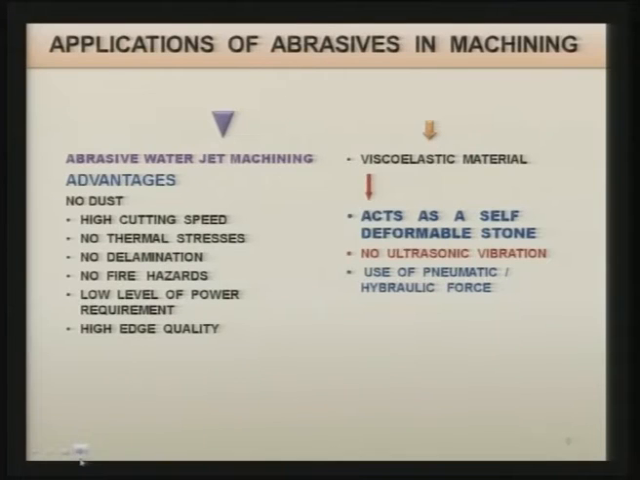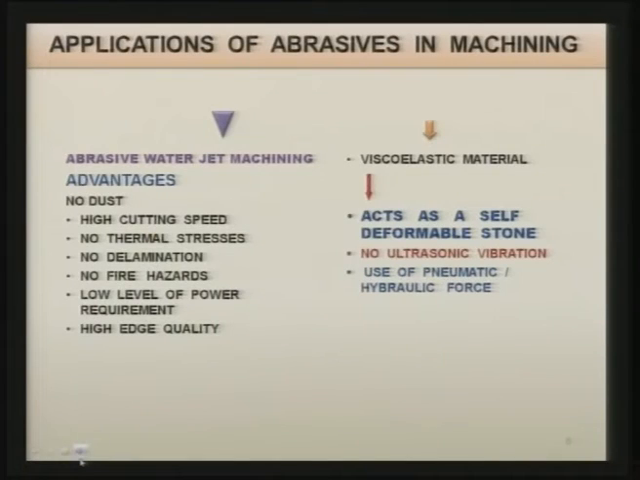As you can see on the left hand side, as a result of the improvement on the abrasive jet machining process, we have what is known as the abrasive water jet machining process, which has many advantages compared to abrasive jet machining. There is no dust in the environment; the abrasive particles are all within the water, so environmental pollution is minimized. Compared to AJM, it has a very high cutting speed.